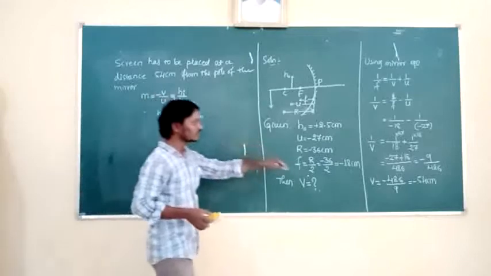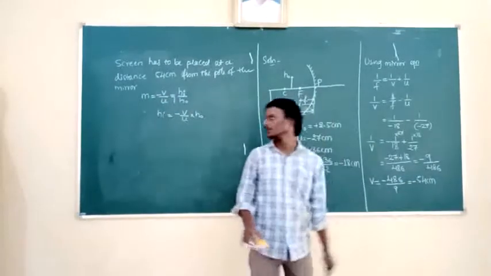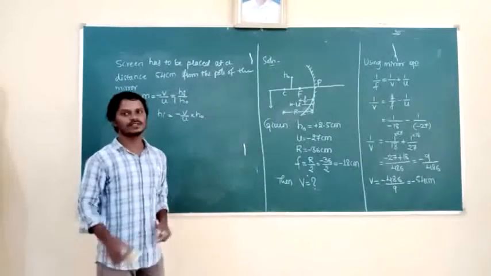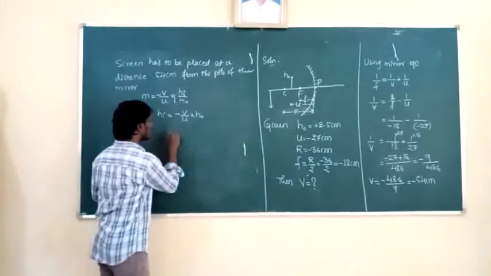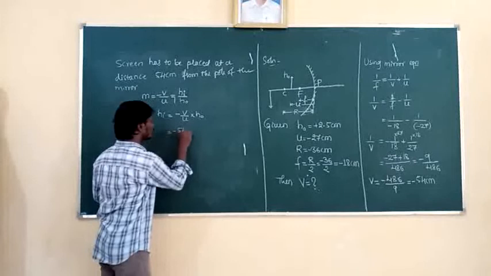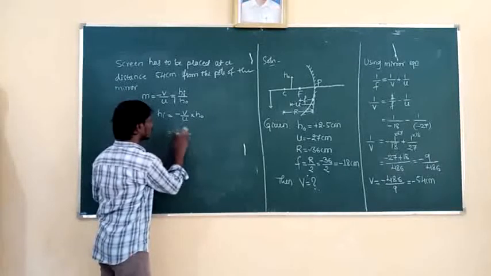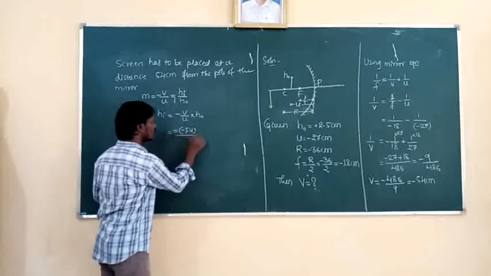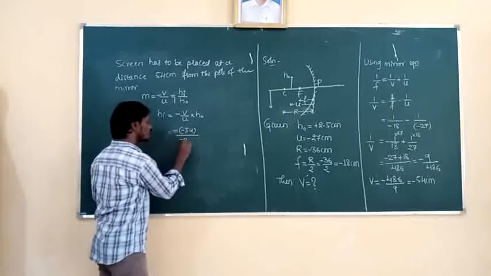So v is known. What is v? Minus 54 we got. What is u? Minus 27. And what about ho? That is 2.5 centimeter. So it is minus of minus 54, because the minus sign is already there, divided by u, which is minus 27.